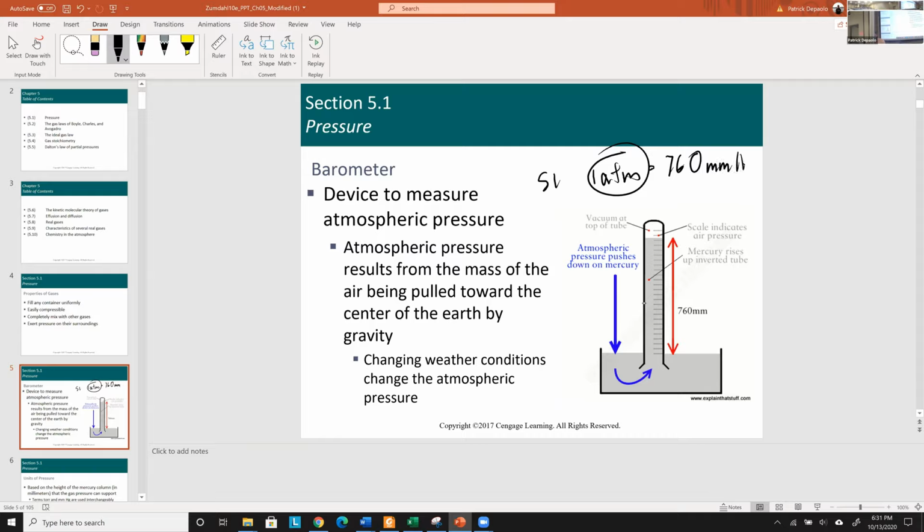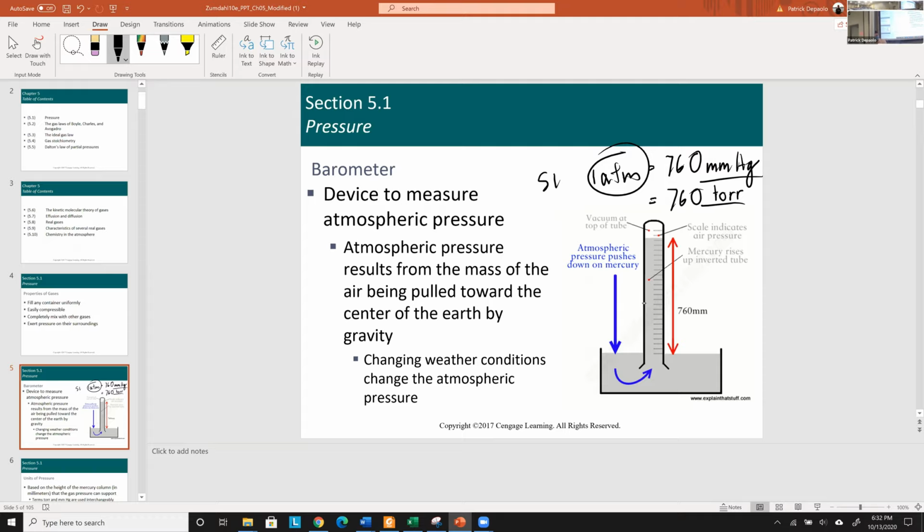So for this barometer, one ATM is going to be equal to 760 millimeters Hg. That's actually the unit. Millimeters of mercury is a unit derived from this barometer. Another unit derived from the barometer, really the same thing as millimeters Hg, is called torr. So this is also equal to 760 torr. Those are really the three main units that we're going to use for pressure.